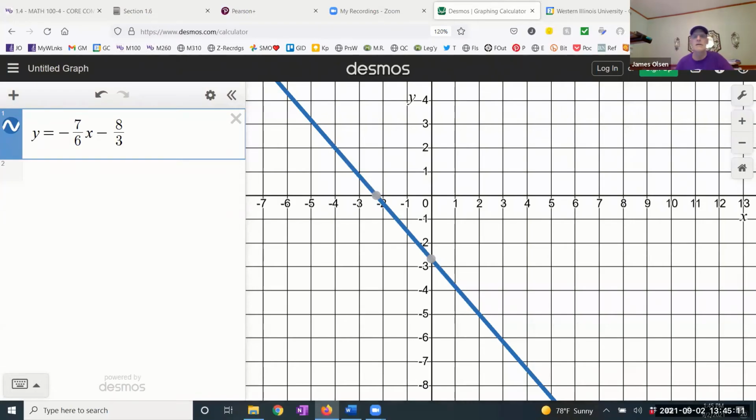Here we are at Desmos, and we're checking to see if this equation is correct. I put in the equation, and it should go, first of all, through the point negative 4, 2. Negative 4, 2 is right here. That does check. And the second point that this is supposed to go through is 2, negative 5. Positive 2, negative 5. It does go through that point. This equation is correct.